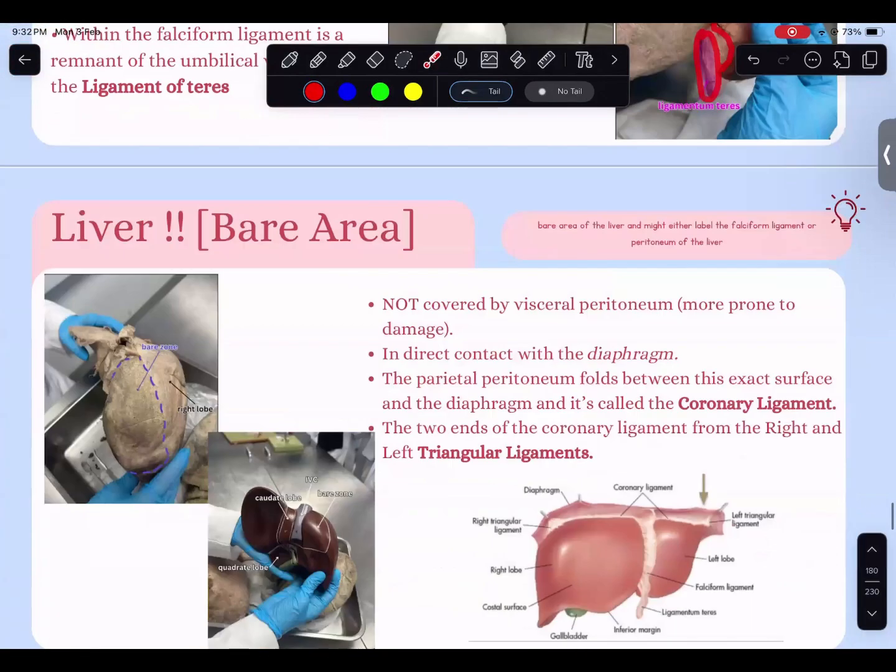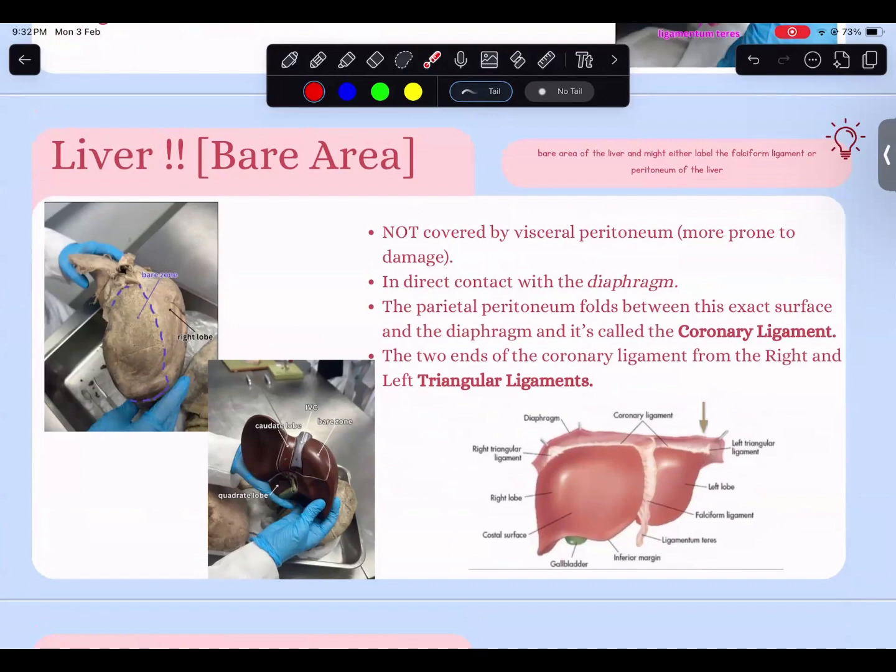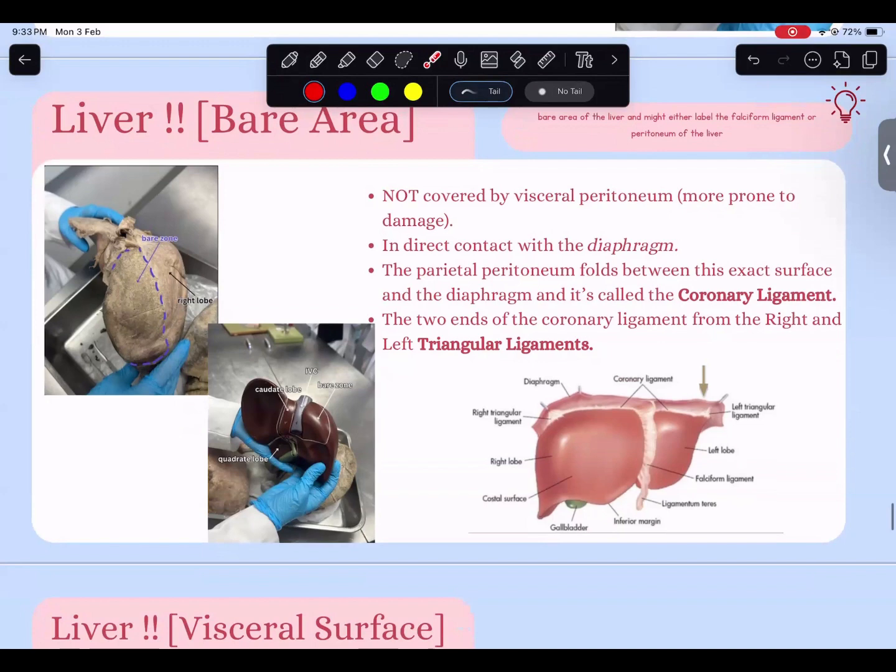Now, about the bare area of the liver, the main significance of this is that it's not covered by the visceral peritoneum, so it's more prone to damage. It is in direct contact with the diaphragm. Because it's not covered by the peritoneum, the bare part of the liver is behind this, in contact with the diaphragm. So when the peritoneum goes, it kind of goes over it instead of covering it entirely.